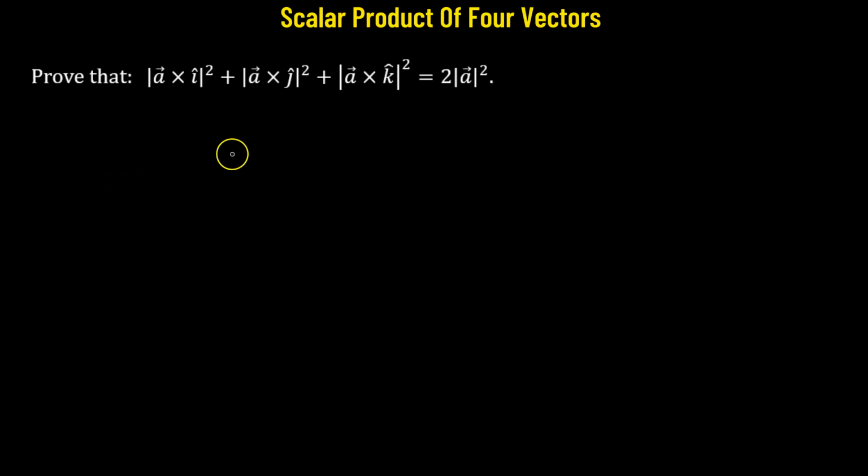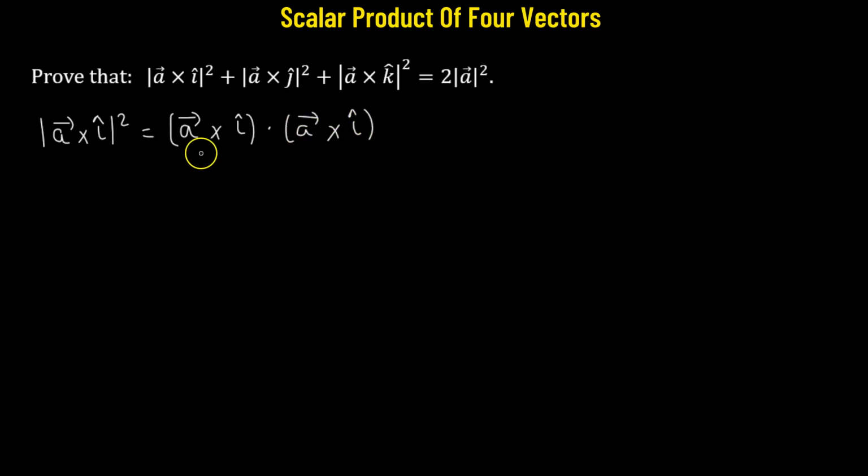Let's prove the following. So we will begin by first computing vector A crossed with the unit vector I cap, take its magnitude squared. So this is the same as we take the vector A, cross it with I cap, and take the dot product with itself. That means the vector A cross with I cap.